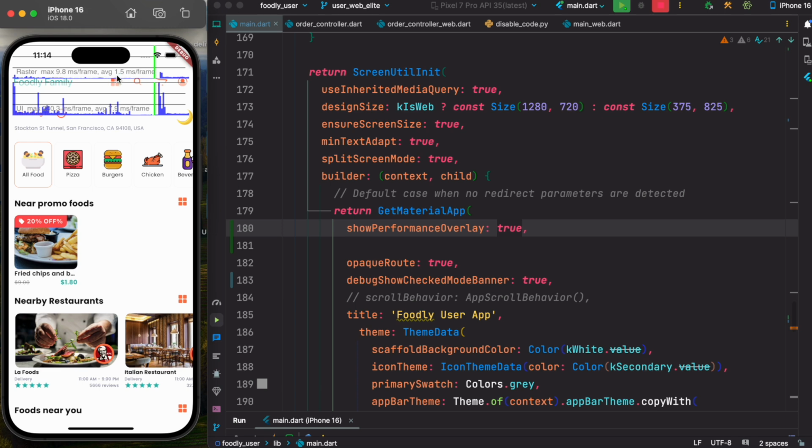But on the other hand, we do see that the average rendering time for a frame is 1.5 milliseconds, which is good. Once again, per frame, you should not take more than 16. So in terms of average frame rendering, actually, we are good. But then the spikes are not good.